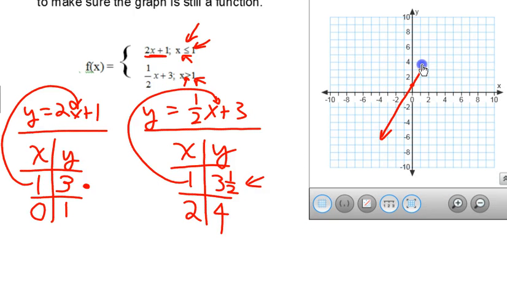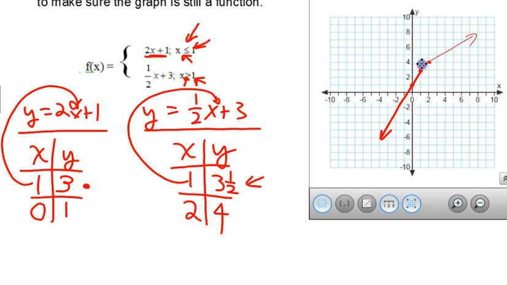That's not right. Empty circle at 3.5, like that. Now the next point would be 2 comma 4, which would be right here, and that would be colored in. Now putting my pencil at the border point and going towards the other one, I get a graph that looks like that. Now I've drawn my piecewise function.